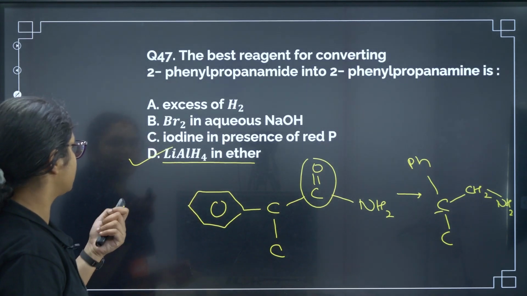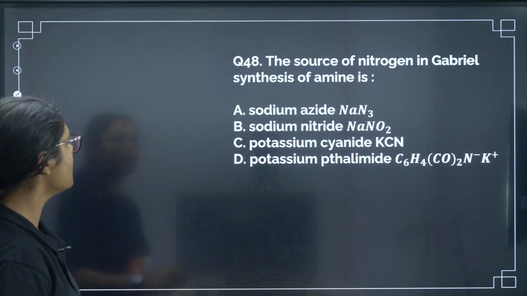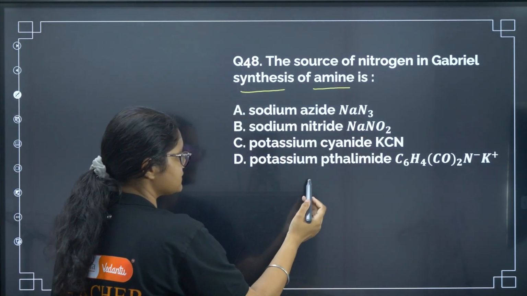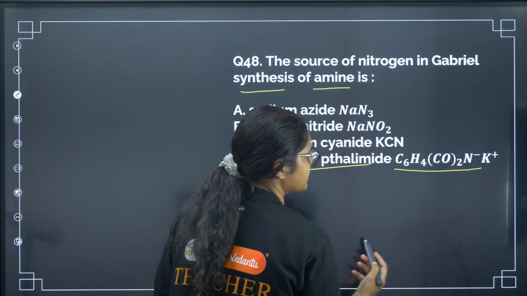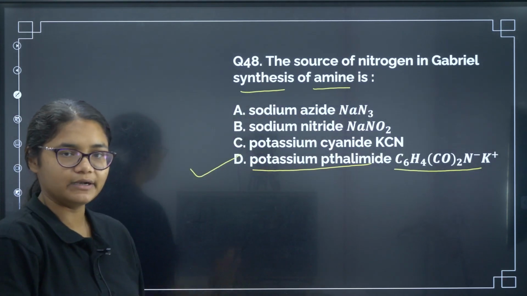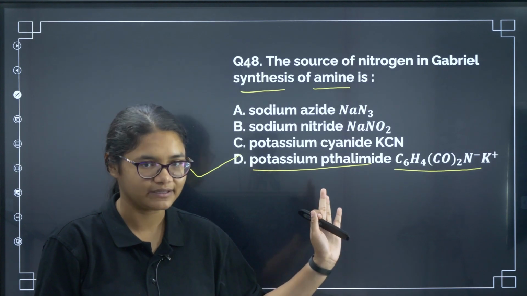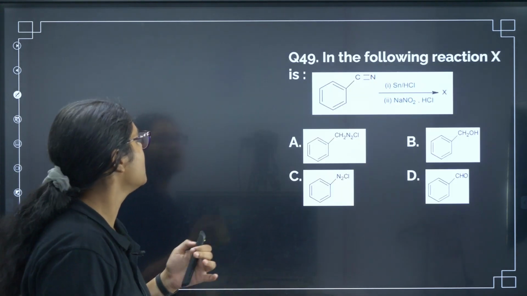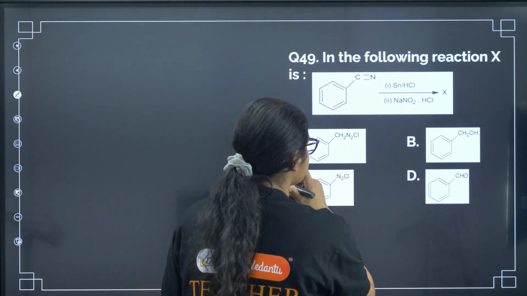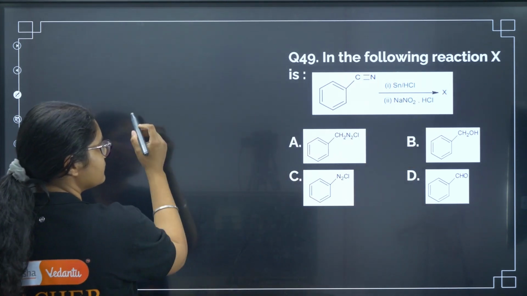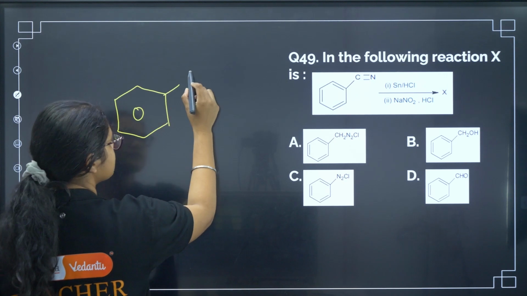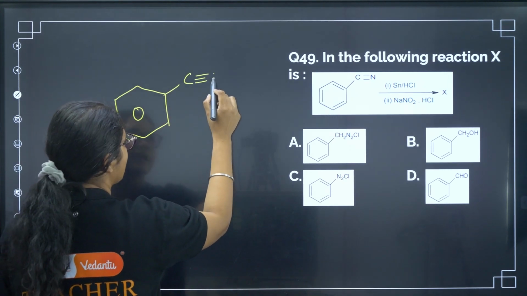Okay, now seeing the next one. The source of nitrogen in Gabriel phthalimide synthesis is, we have this potassium phthalimide. This reagent is used, right? So the correct answer for this question will be option number D. This is a direct name-reaction-based question. You must be knowing this one. Next, in the following reaction X, this compound is given. You have to find the product. Okay, so let us see first. We have this cyanide group here.